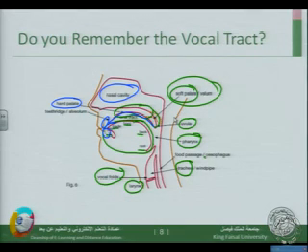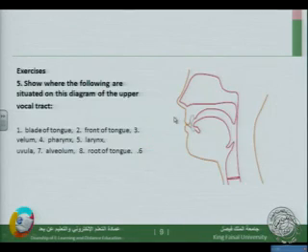Okay, so all of these I guess you are familiar with. This is a new one. This is the food passage right here. Do not mix up. This is the vocal folds right there. Okay, so, and we have actually taken the translations of these words in the first lecture. So please go back to the first lecture and try to understand each part and each organ of the vocal tract. Okay, now show where the following are situated on the diagram.